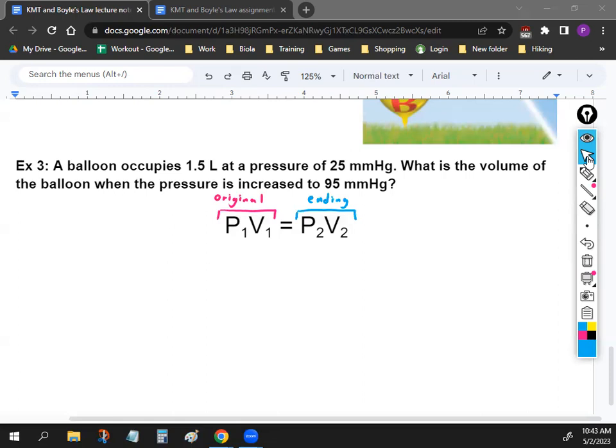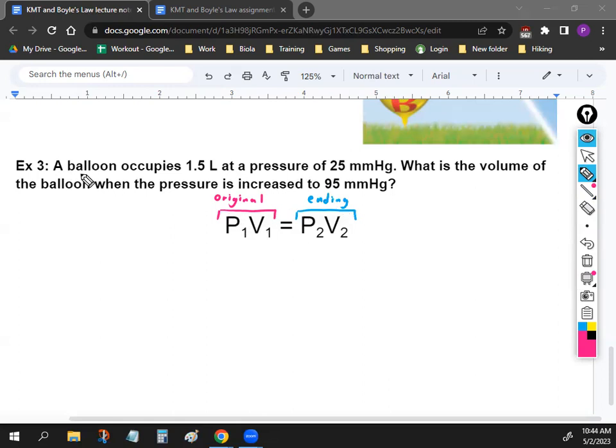Okay, so for these gas law problems, all you got to do is read the question, and every time you see a number, you just need to figure out, is it original or is it the new pressure and volume? Okay, so I'm going to go through this question with you guys, and then let's see if we could figure out which of these variables all these numbers are.